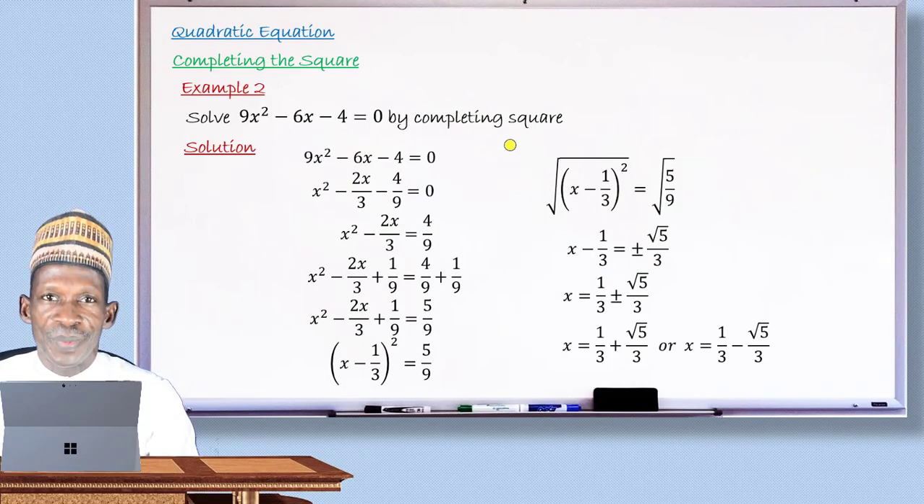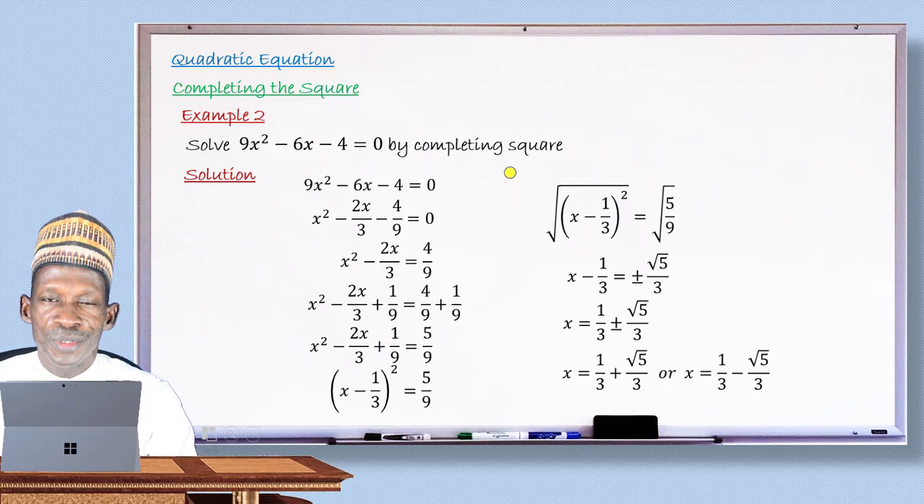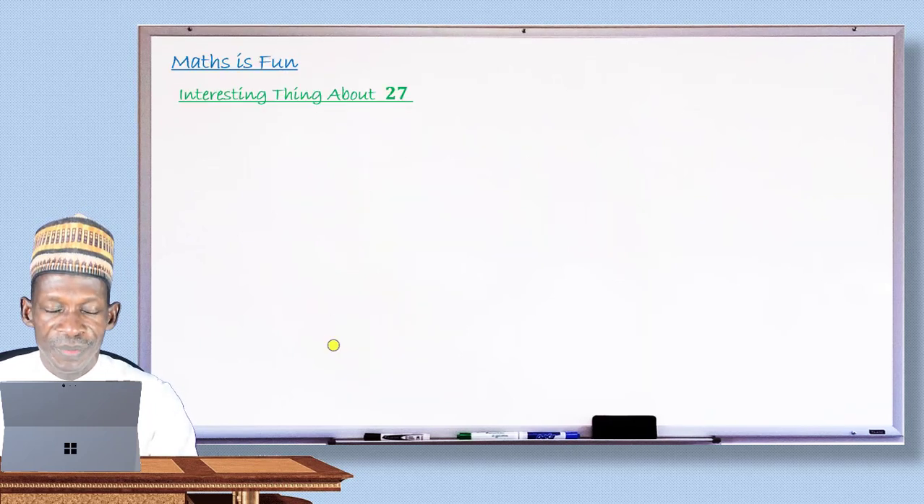With these few examples, I hope you'll be able to find the solutions of any quadratic equation using the completing the square method. Let me just move to the last segment, Maths is Fun, and I explain what is interesting about the number 27.